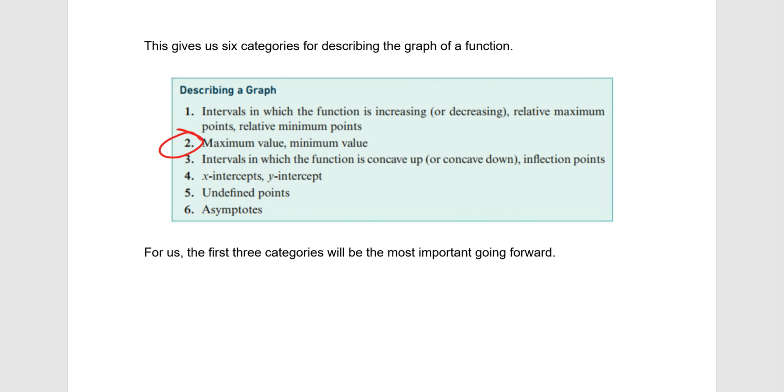If it just says maximum value, minimum value, that's absolute max and min. We're going to determine the values, the intervals, where it's concave up or concave down, and from that we'll find the inflection points also. We'll find the x-intercepts and the y-intercepts, undefined points, and asymptotes. So pretty much what we're going to be focusing on, the calculus portion here is going to be those first 3: increasing, decreasing, relative max, relative min, absolute max, absolute min, and concavity with inflection points. Okay, so we'll pick this up in the next section as well.